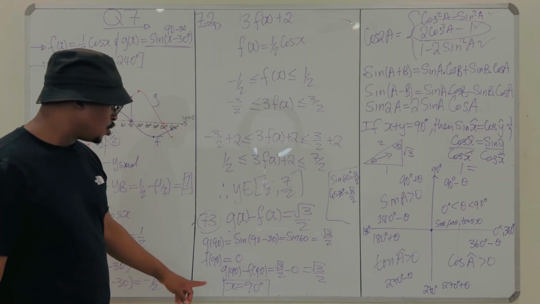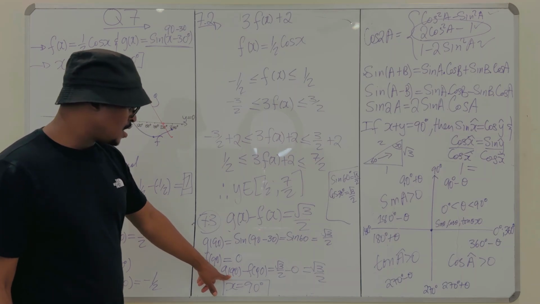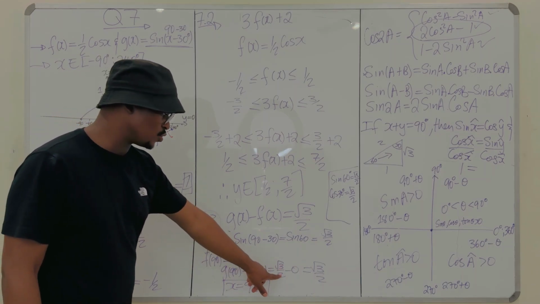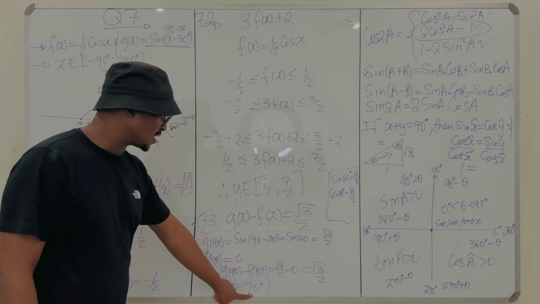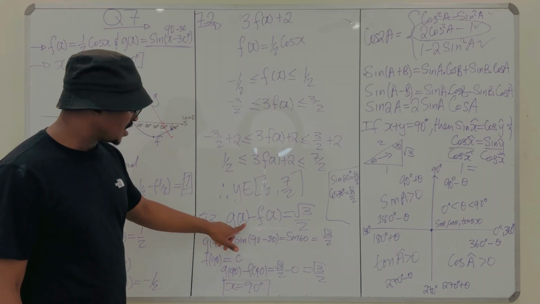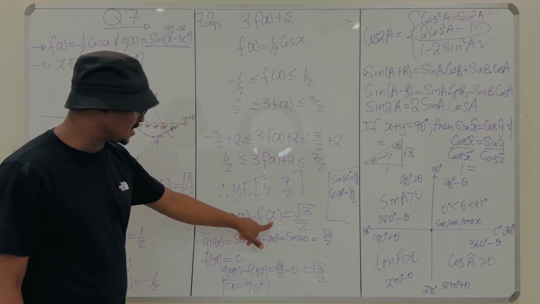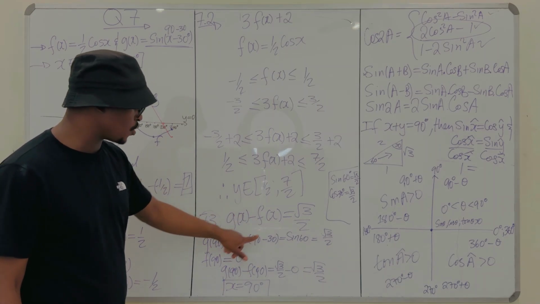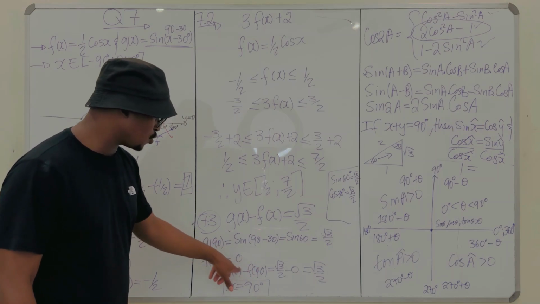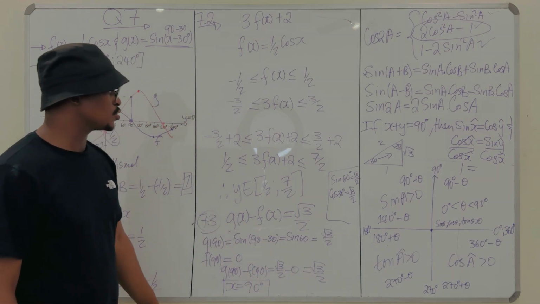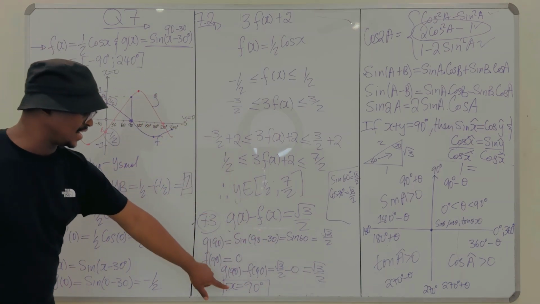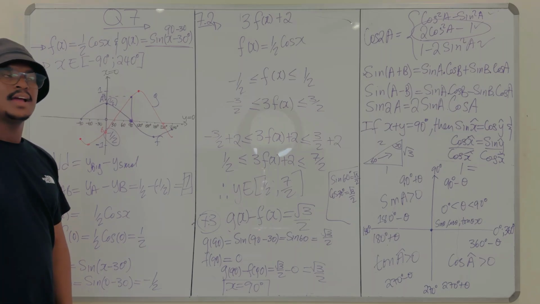So, which means your g of x minus f of x is equal to root 3 over 2 at x equal to 90 degrees, because you can see that if you put 90 here and put 90 there, this will be root 3 over 2 and that will be 0. And you see that the difference between the two is equal to root 3 over 2. So you will get this at x equals 90 degrees. And I'm done with this one.